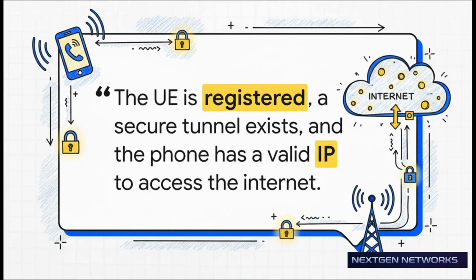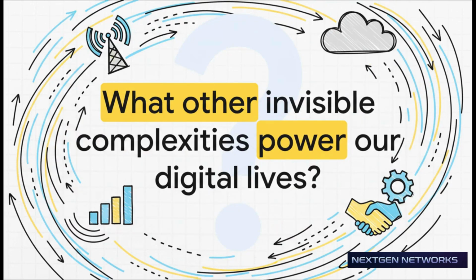But when it all goes right, this is what you get. Your phone is officially registered on the network. You've got a secure tunnel, a live, always-on data connection, and a valid IP address. You are ready to hit the internet immediately. And here's the truly mind-blowing part. This whole thing, this entire multi-stage, super complex negotiation, it all happens in way, way less than a second.